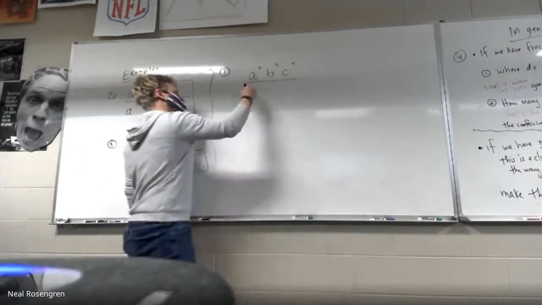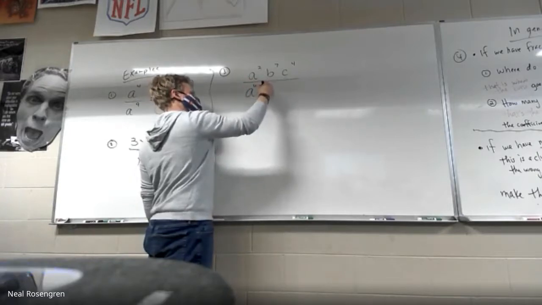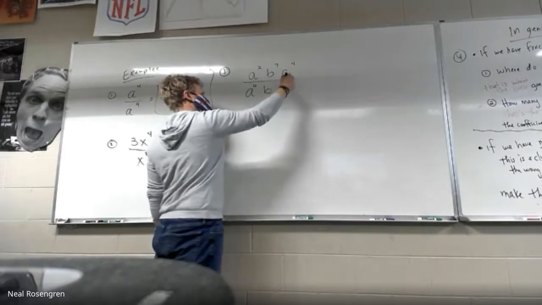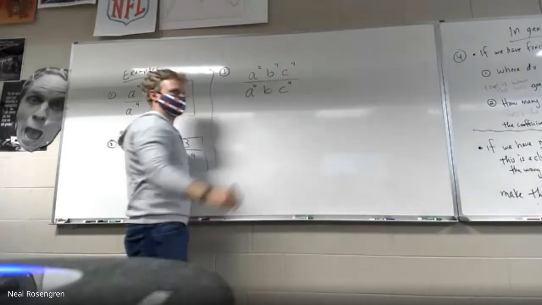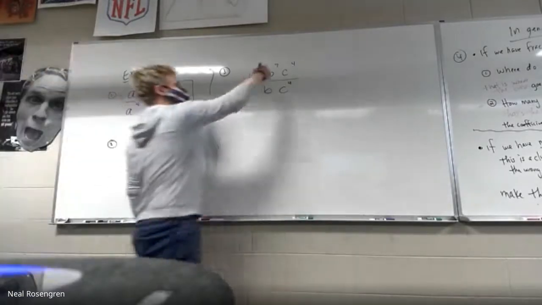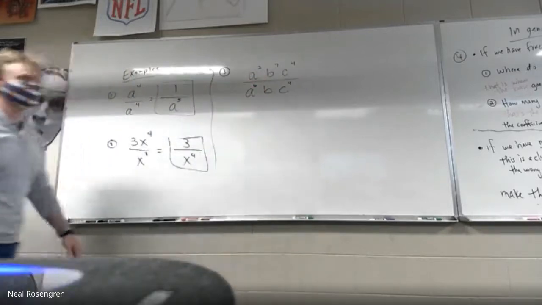And on the bottom, a to the 6th, b, c to the 4th. Question? Yeah. A squared, 7, so 2, 7, 4, and then 6. Yeah, for that. Yep, a to the 6th.